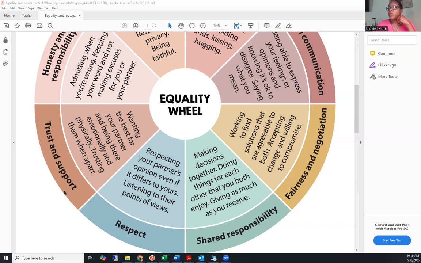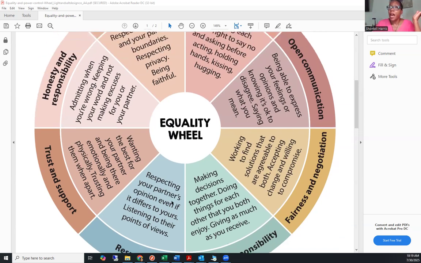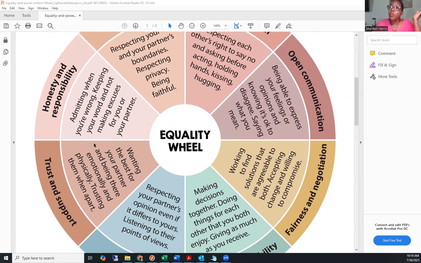All right, then we have trust and support. Wanting the best for your partner and being there emotionally and physically, trusting them when apart. So just, don't want to wish bad on somebody. Honesty and responsibility, admitting when you're wrong, keeping your word, and not making excuses for you or your partner. So when you are wrong, it's like, oh, I'm sorry, I guess I was wrong about that. Instead of trying to say, oh, well, it was your fault that I said this anyway. Instead of blaming, just admitting it, that's half the battle.